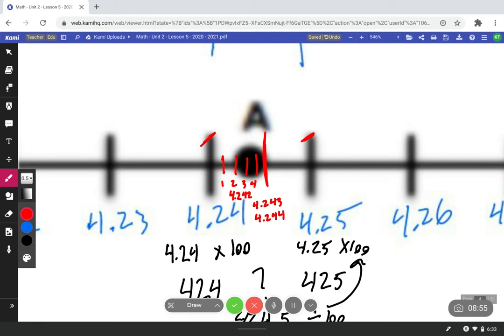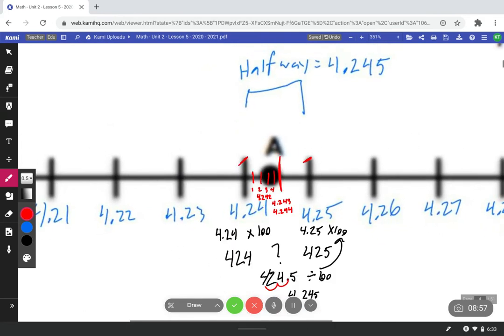It needs to be less than 4.245, 4 and 245 thousandths. It needs to be less than that. It needs to be greater than 4 and 24 hundredths and less than 4 and 25 hundredths. It needs to be in that window.